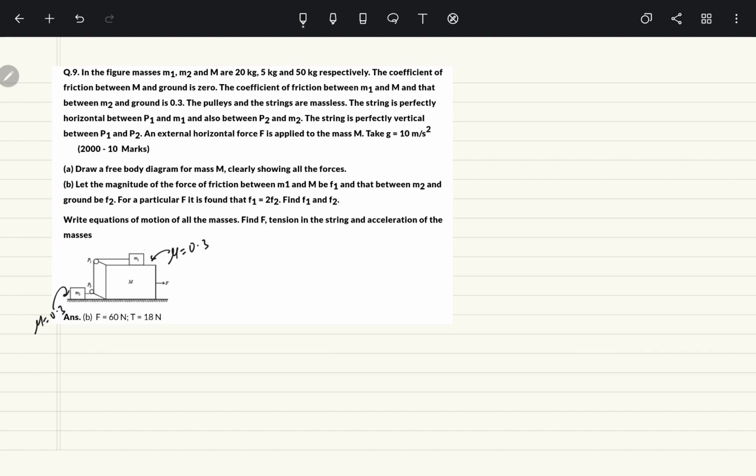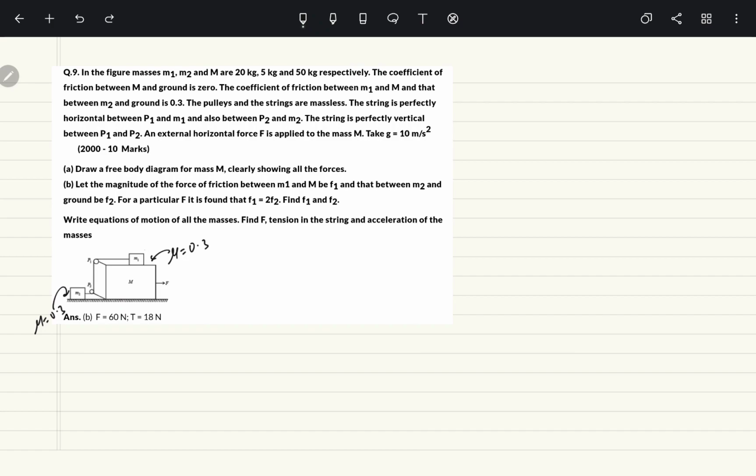Two strings are massless. The strings are perfectly horizontal between m1 and p1 and between m2 and p2, and perfectly vertical between p1 and p2. So these are the general information. The external horizontal force is applied to the mass capital M, so this is a force acting on this one. g is 10. Okay, now let's start.